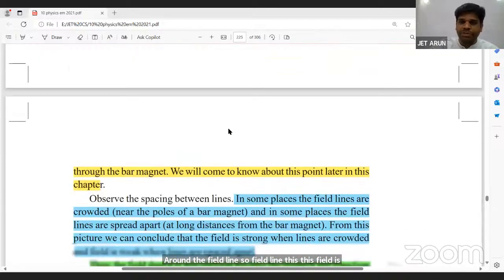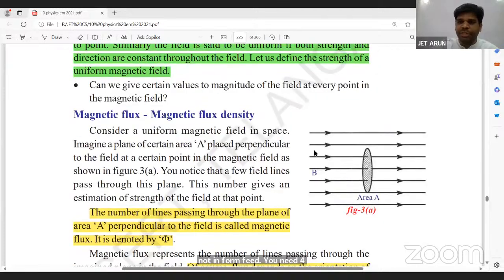Uniform field ఒకటే pattern ఉంటుంది students. ఎప్పుడు చూస్తే uniform field ఇలానే కనిపిస్తుంది. We'll have no other pattern picture of uniform field other than this. They should be equally spaced and constant in direction, constant in magnitude and constant in direction.